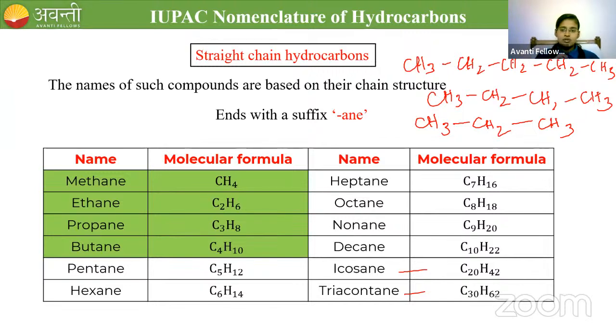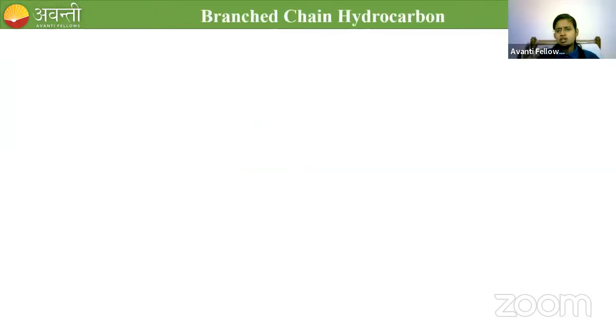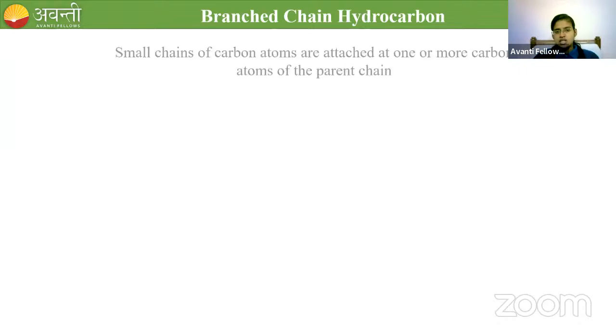So now let's go for the nomenclature of branched chain alkenes. Here we have to follow some set of rules. So what is meant by branched? Small chains of carbon atoms are attached to one or more carbon atoms of the parent chain.